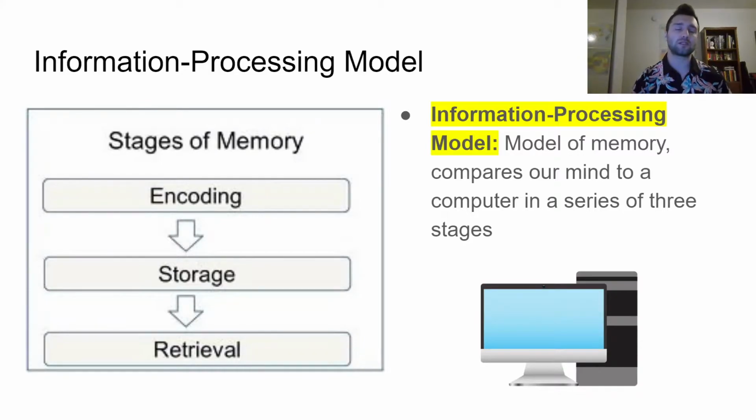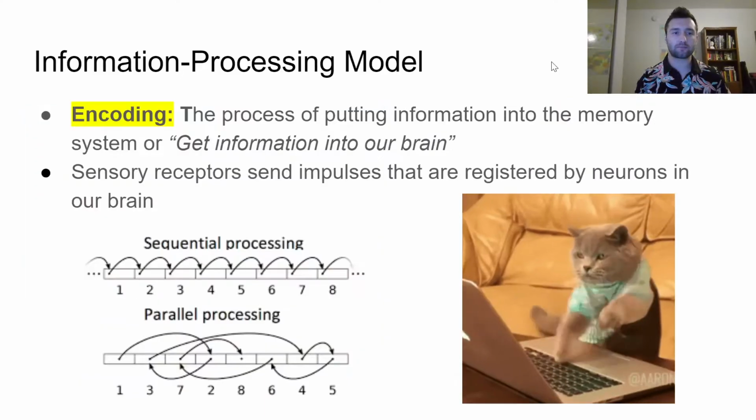Now, the information processing model is going to have three stages that memory goes through, that information goes to. The first stage is going to be encoding, the second stage is going to be storage, and the third stage is going to be retrieval. Now, again, we're going to connect these to the way a computer does something, and we're going to kind of connect that to how we think about our minds doing the same thing.